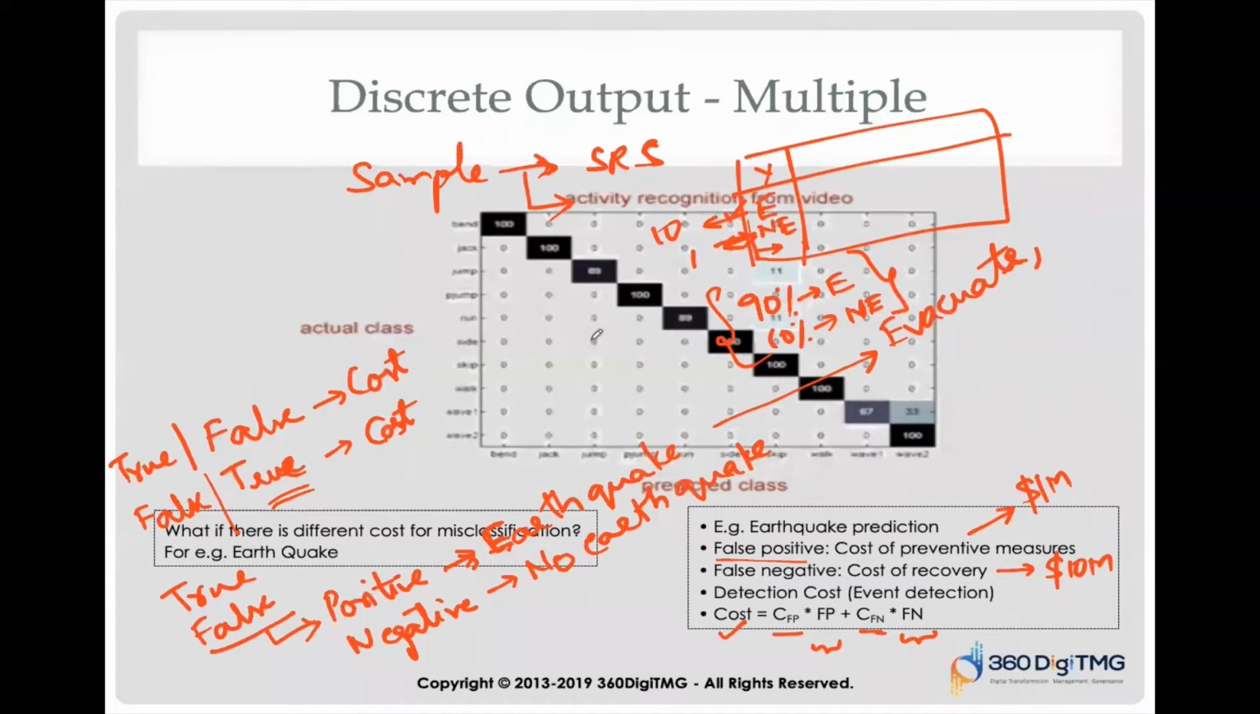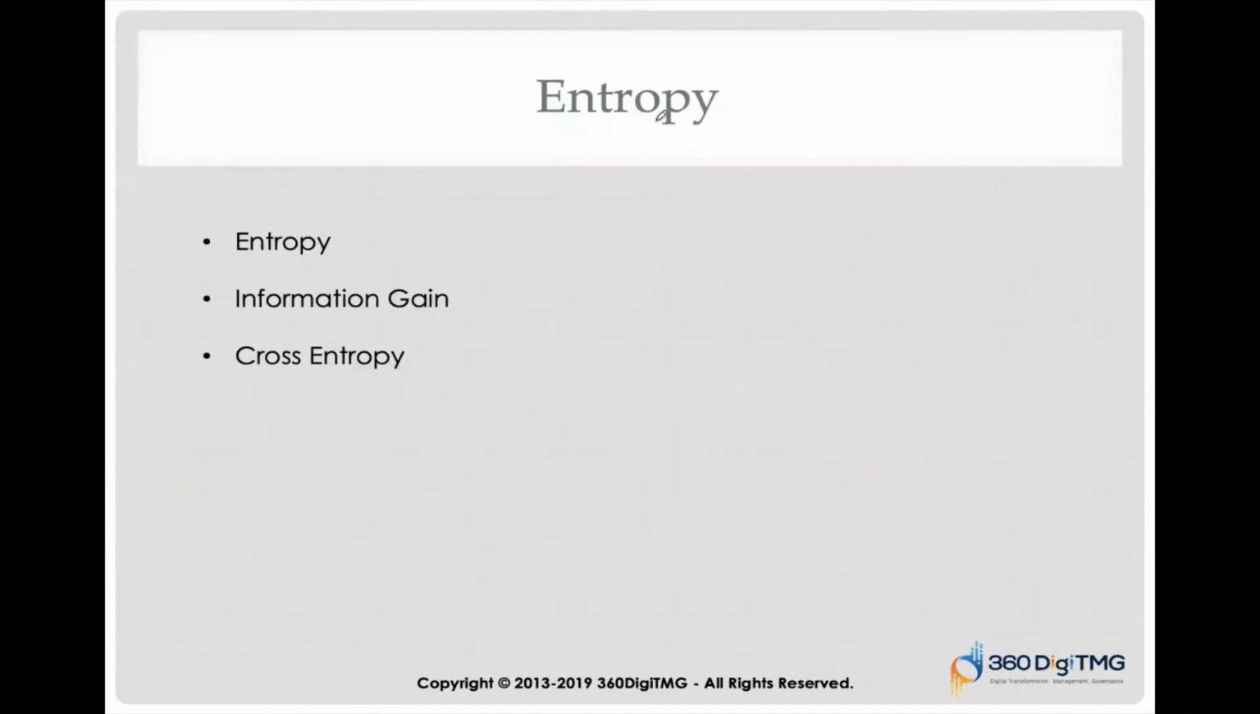So now we need to discuss entropy, information gain, and cross entropy. We need to discuss all these three. Information gain is pretty simple. This comes under decision tree. Of course, it can be used as a separate topic altogether, but usually people use it with decision tree.